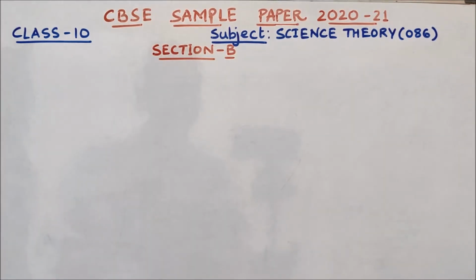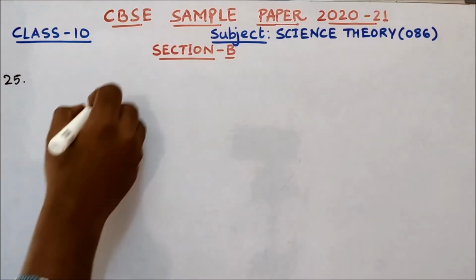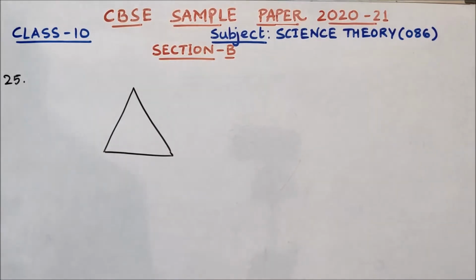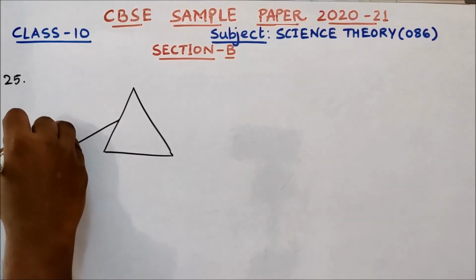So the first question of physics in Section B is question number 25. There is a diagram of a prism, so I am drawing the diagram here. So this is the prism we have, and a white light enters the prism. I am drawing the white light with black color.